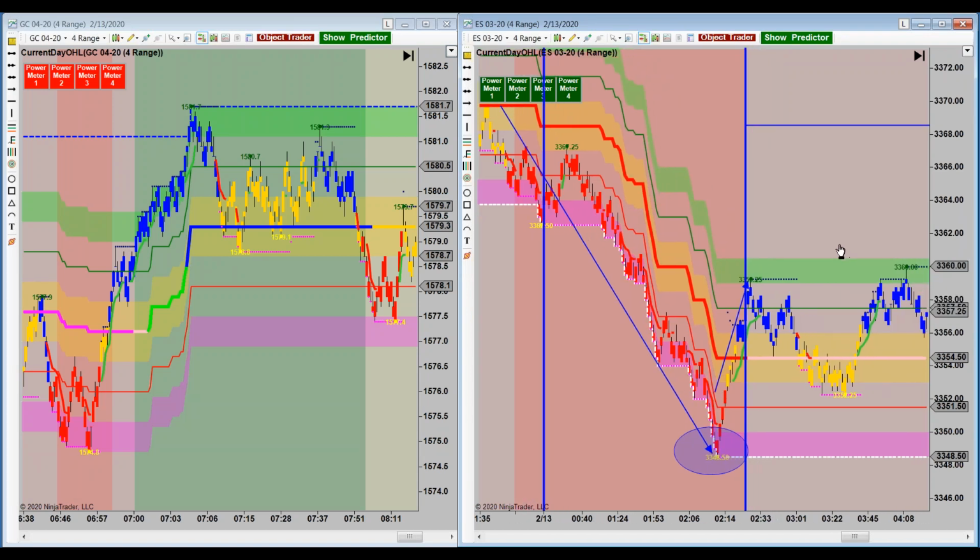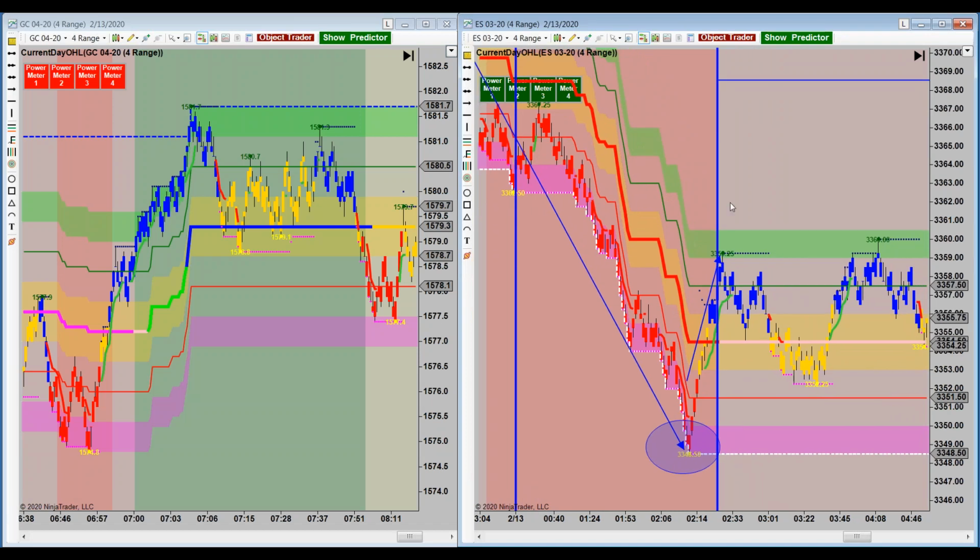Let me advance the chart a little bit more. Okay, what's different from here? What changed from here to here? What's different?